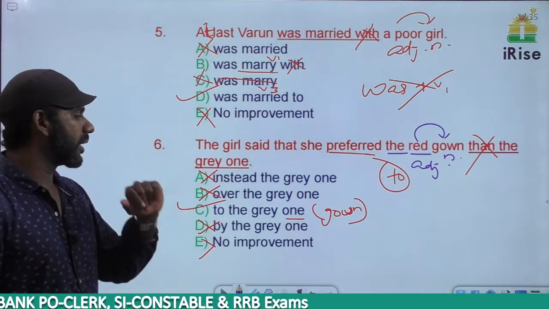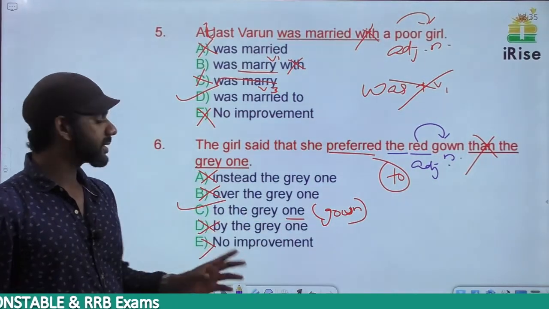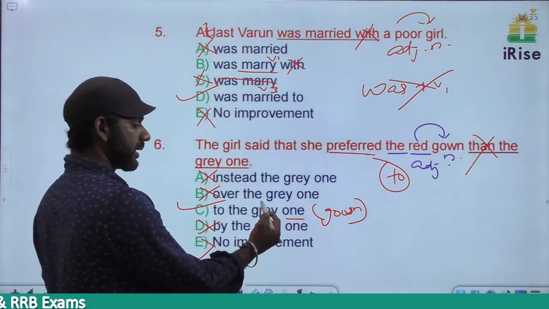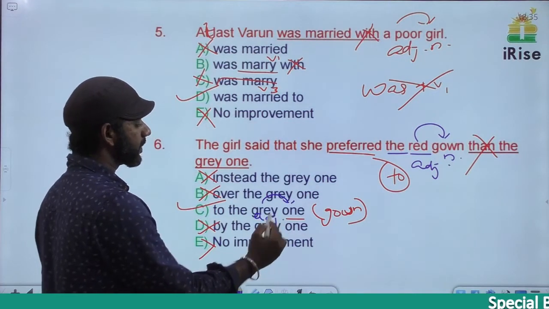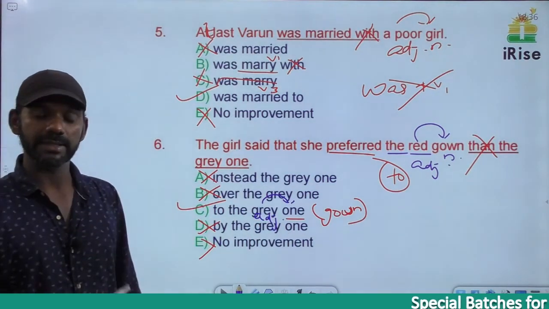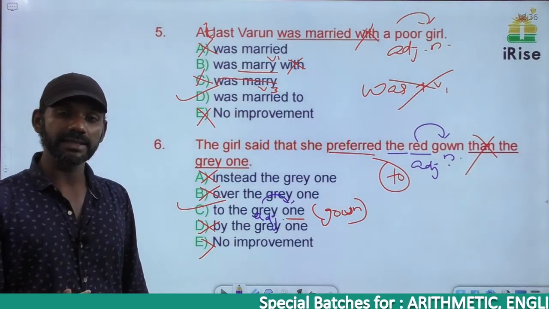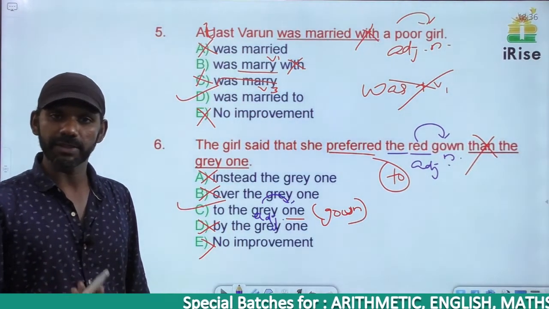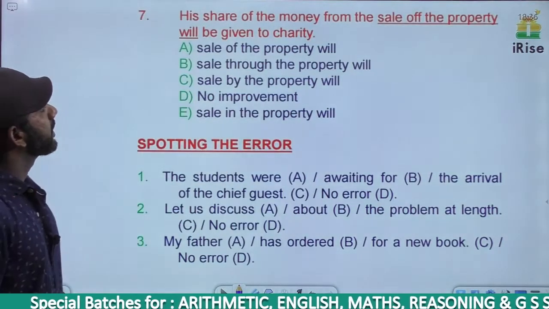Then the grey one means gown. Grey one, in the sense, the word grey refers to one, gown. Any word that describes a noun is called an adjective. So grey also becomes an adjective in this sentence. The part of speech of a word varies depending on the sentence in which the word appears. Come to the next statement.